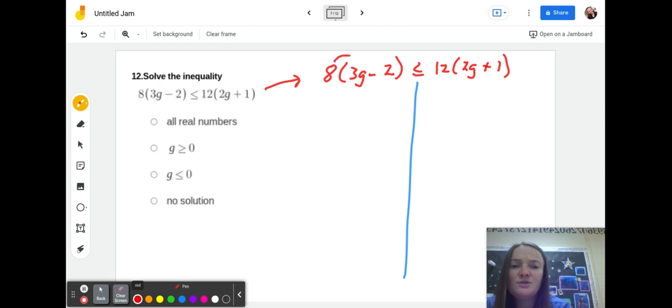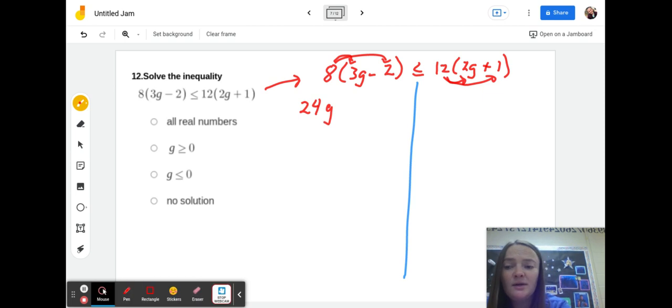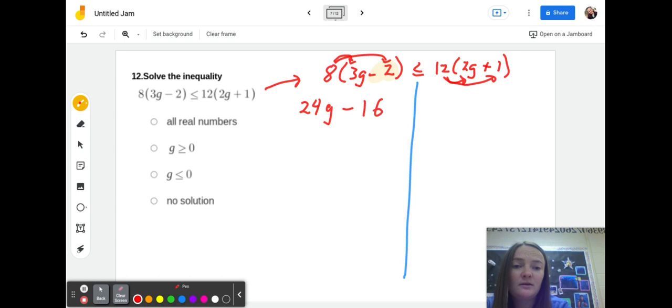First thing I'm going to do is use distributive property on the left and on the right. 8 times 3g is 24g. 8 times, notice here, this is not just 2, it is a negative 2. So this is actually 8 times negative 2, which is negative 16. So be careful there. 12 times 2g is 24g, and 12 times 1 is 12. So notice here on the left and right, there are no like terms, and so I cannot combine anything.